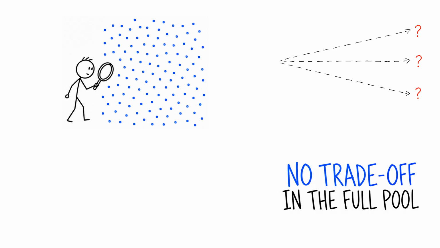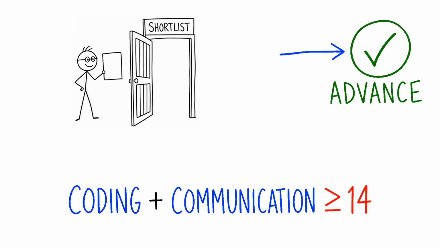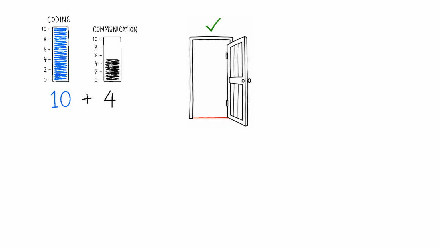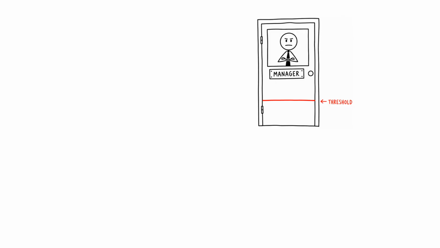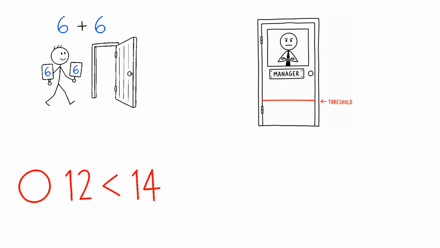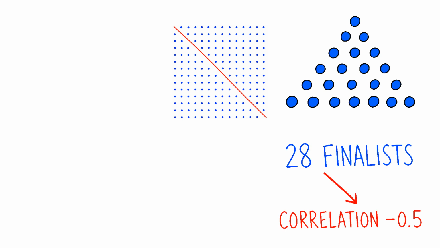Now the company creates a shortlist. An applicant advances when the two scores add to at least 14. That sounds reasonable. A brilliant coder may survive with ordinary communication. A brilliant communicator may survive with ordinary coding. Someone who is merely average at both does not. The rule keeps the upper corner of the square and discards the rest. 28 finalists remain. Inside this selected group, the correlation is -1/2.